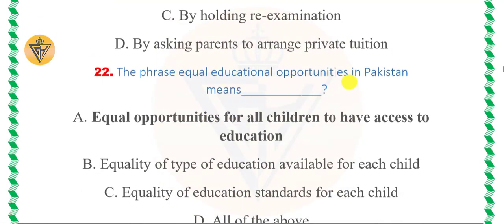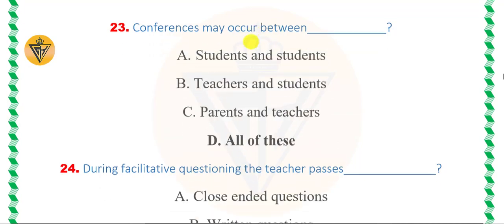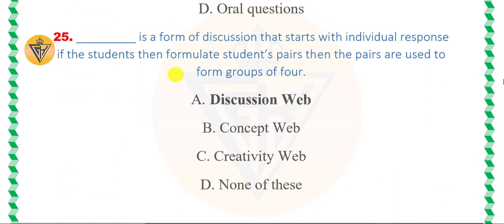The phrase equal educational opportunities in Pakistan means option A, equal opportunity for all children to have access to education. Conferences may occur between option D, all of these. During facilitative questioning, the teacher passes option C, open-ended questions.